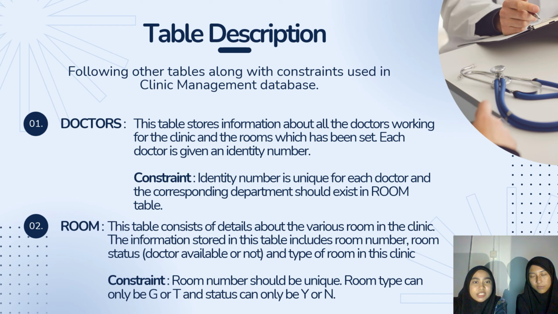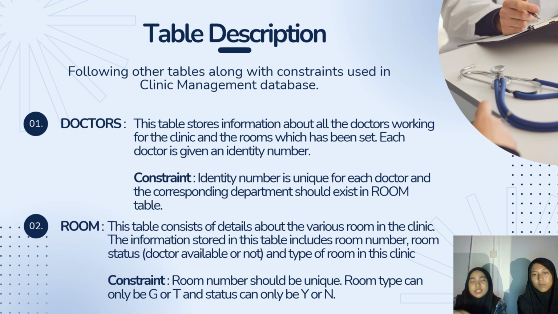The constraint is that the identity number is unique for each doctor and the corresponding department should exist in the room table. Number two is room. This table consists of details about the various rooms in the clinic. The information stored includes room number, room status, which is whether the doctor is available or not, and type of room. The constraint is that room number should be unique, room type can be G or T, and status can only be Y or N.